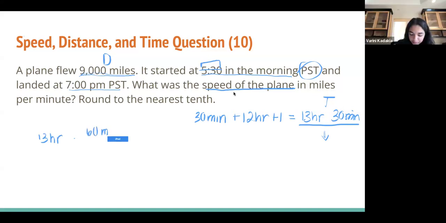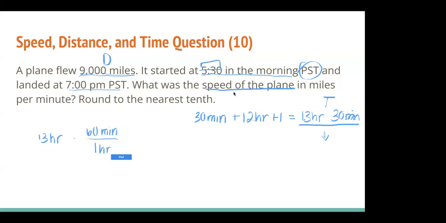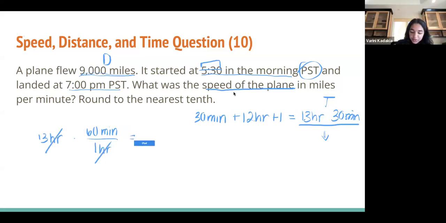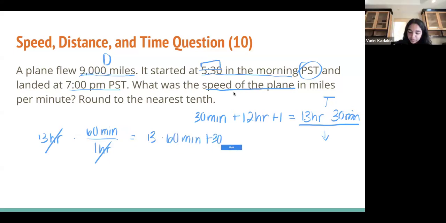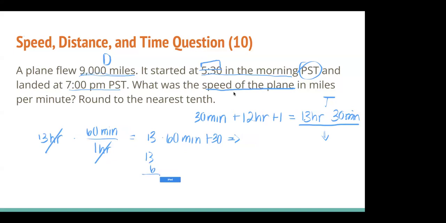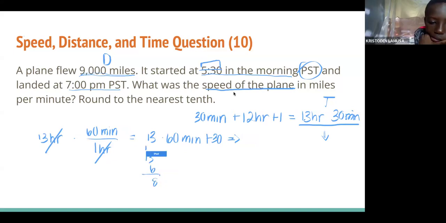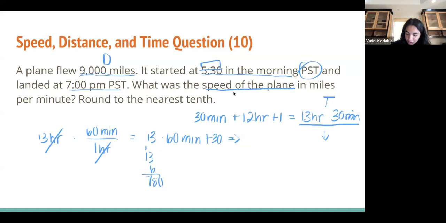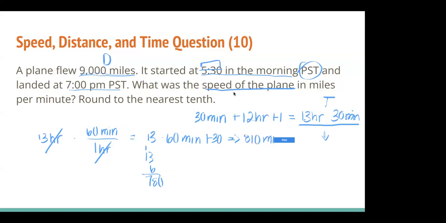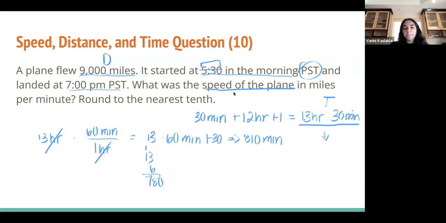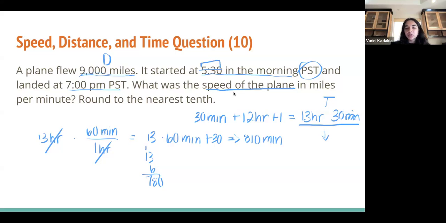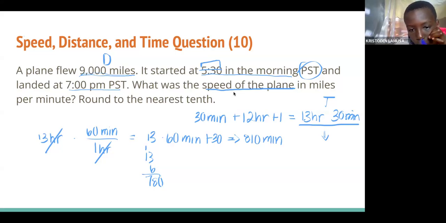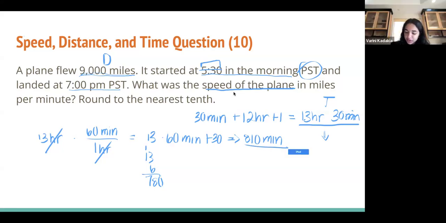Okay, so we'll do that: 60 minutes per 1 hour. Yeah, so we can cancel the hours. And so we get 13 times 60 minutes plus 30. 13 times 60 is 780, plus 30 is 810 minutes. Do you guys understand how I got 810 minutes? Okay, so now our time is 810 minutes.